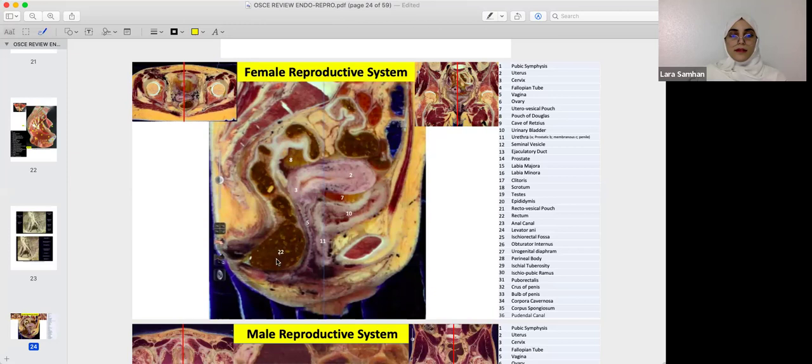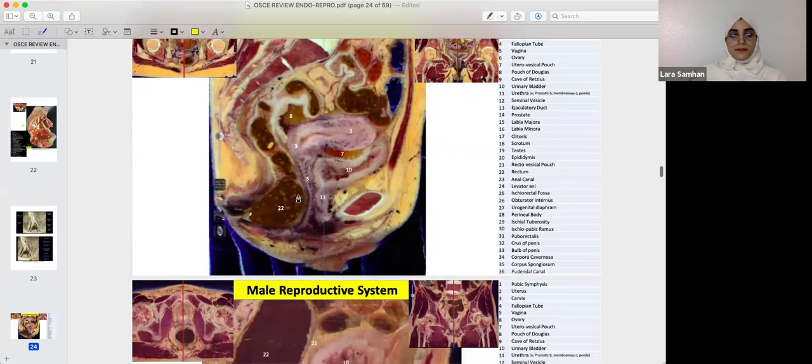In regard to number 22, as I said, this whole thing is the colon, and the very end part is the rectum. As we said, this is the uterus. At the end of the uterus, before the vagina, we have the cervix. So this is the uterus, this is the cervix, and this is the vagina. As we said, number 10 is the urinary bladder, and number 11 is the urethra. Those are the structures in this section.